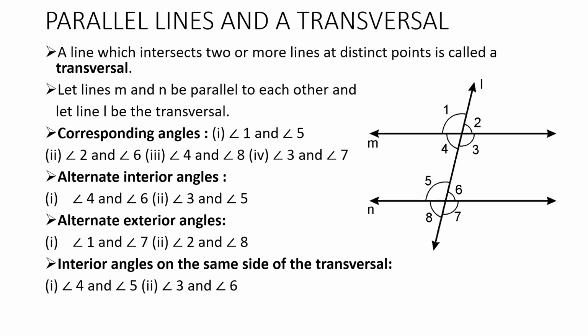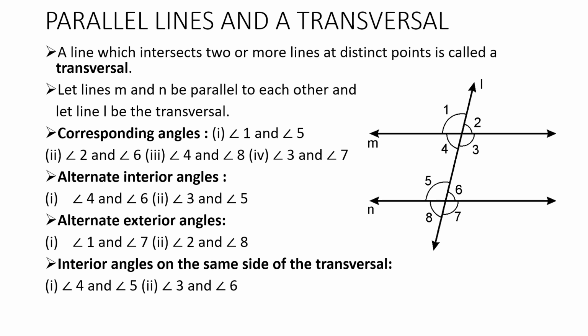Now a very important concept based on which many examples are asked. Parallel lines and a transversal. A line which intersects two or more lines at distinct points is called a transversal. So if you are having two lines and some other line intersects them at two or more points, it will be called a transversal.